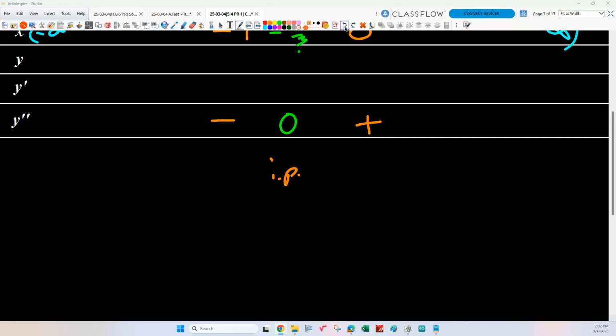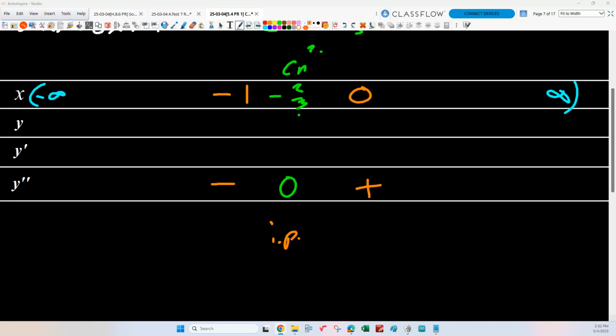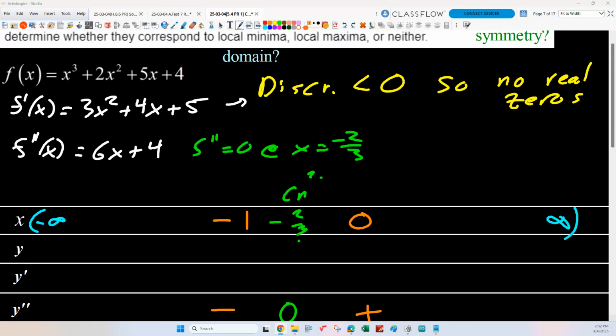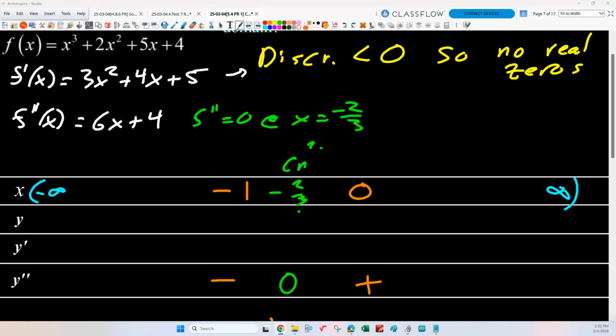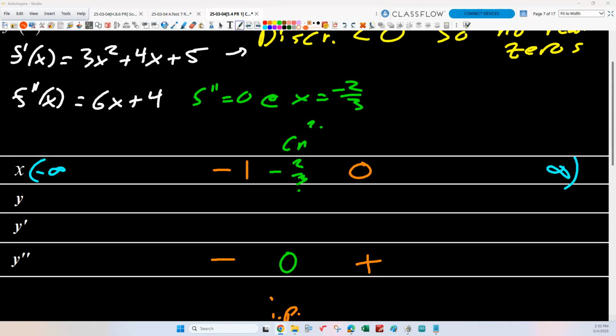So what would I have to do to find if the function's always increasing or decreasing? How many points do I need to check? If the derivative is going to have the same sign everywhere, how many points do I need to check? Just one. Just check the most convenient one. I could check any of these. 0 would be the easiest, wouldn't it? What's the sign of the first derivative at 0? I get 5, which is positive, right? So this tells me that this thing is increasing everywhere.